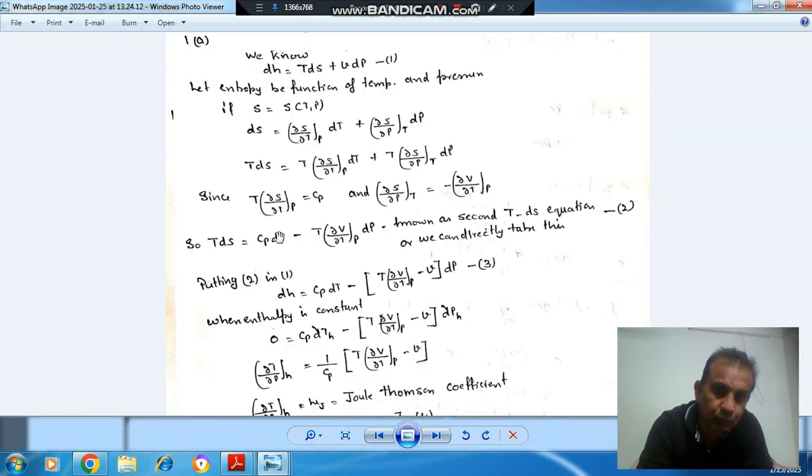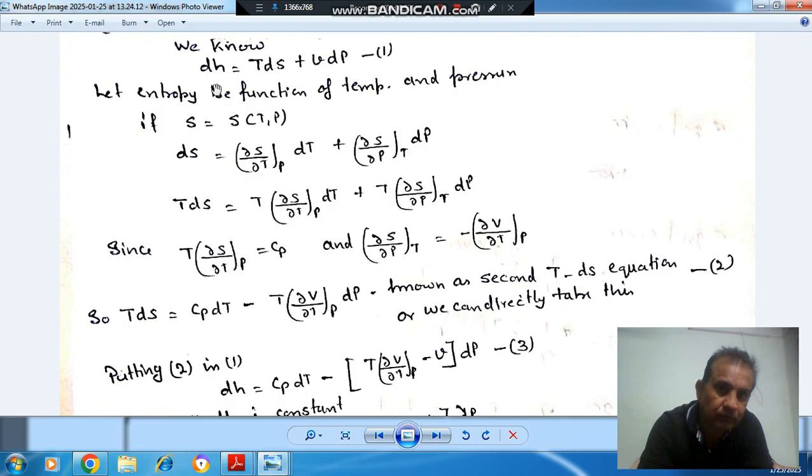To prove this, we know from the first and second laws combined that dH is equal to TdS plus VdP. This is equation number 1, where H is specific enthalpy, S is specific entropy, V is specific volume, and T and P are temperature and pressure. Suppose specific entropy is a function of temperature and pressure only. Then the change in entropy can be written as the change in entropy with respect to temperature at constant pressure, multiplied by dT, plus the change in entropy with respect to pressure at constant temperature, multiplied by dP.